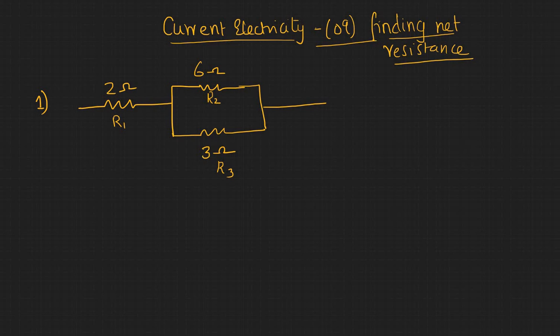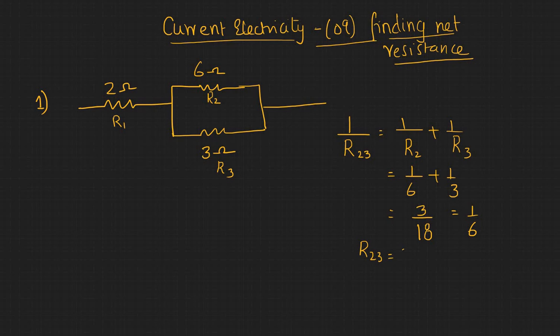And we know how to resolve the parallel resistors. So we know that 1 by R23 is 1 by R2 plus 1 by R3, since their resistance is in parallel. So that's 1 by 6 plus 1 by 3. That's 3 by 18. Oh, sorry, is it 3 by 18? Yeah, 3 by 18, or 1 by 6. Or you have R23 equal to 6 ohms.